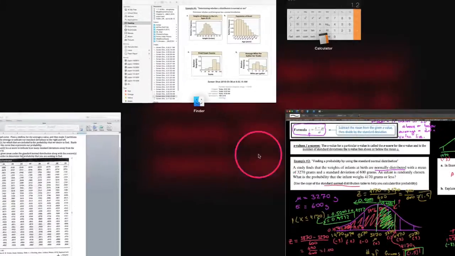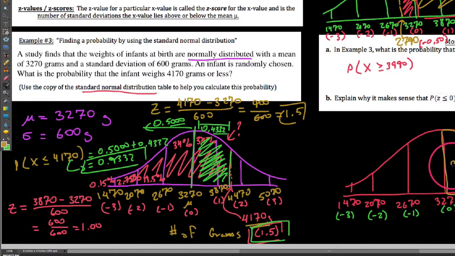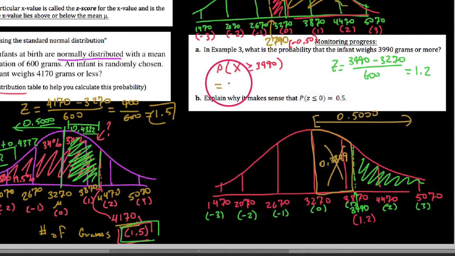So when we look up 1.2, that's easy enough to do. We go to 1.1, 1.2, and 1.20 is 0.3849. What we're being told is that this area in here is 0.3849. To find this probability, we use this plan: because we know everything to the right of the mean is 0.5000, and we don't want this part right here, we want the leftover. So we're going to take 50% of our distribution and subtract off the 0.3849 that we don't want.